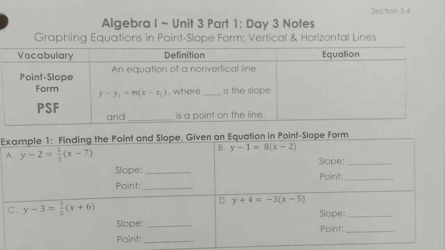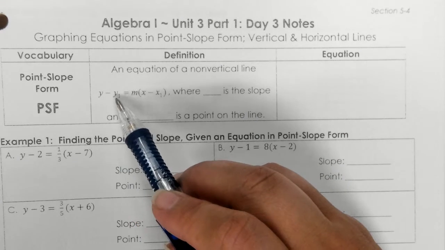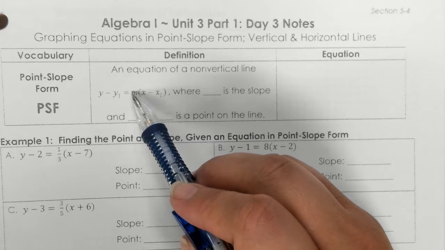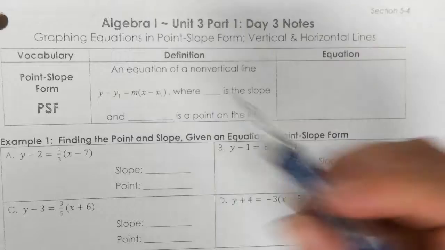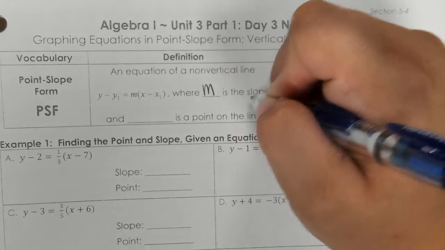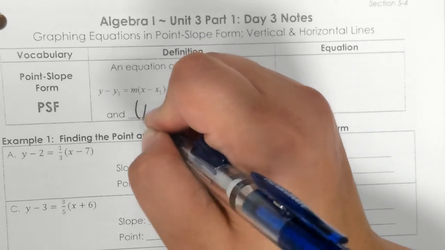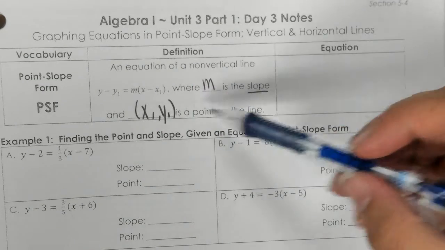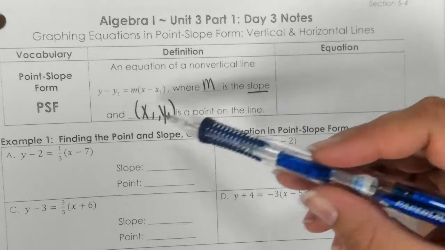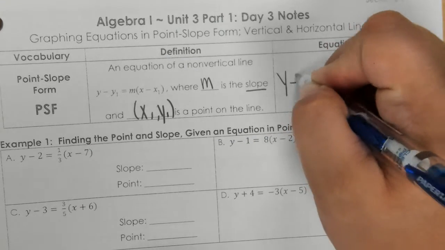So for point-slope form, we are going to fill this in. We have an equation of a non-vertical line. This is the formula, y minus y1 equals m times the quantity of x minus x1, where m is the slope and (x1, y1) is a point on the line. So we're going to use x1, y1 for the point. So our equation, we're just going to rewrite it here.